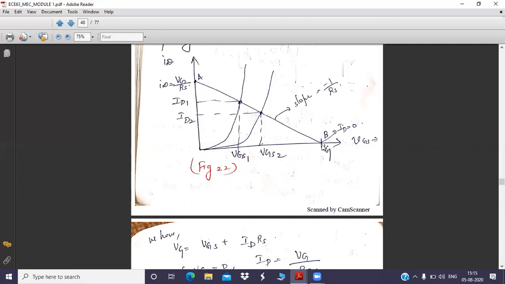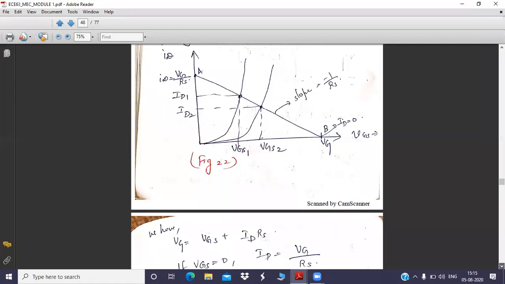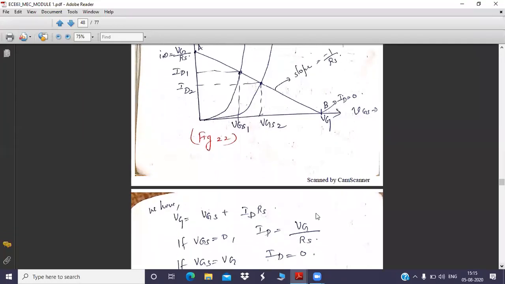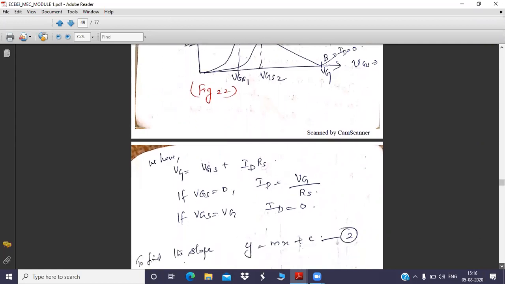So we got A and we got B. Then just join these two points. That line is known as the DC load line. How did we get this line? From this equation, initially I put VGS equal to 0 and found ID, then I put ID equal to 0 and found VGS. These two are the points corresponding to A and B. After finding A and B, I joined the two points to get the DC load line.